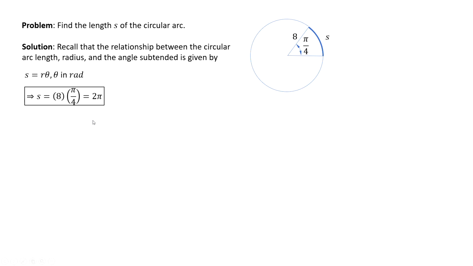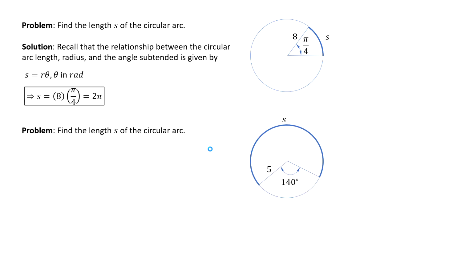But that's not a full circle. How come this part ended up being 2 pi? Isn't that the circumference of a circle? No. The circumference of a circle is 2 pi r. This is just 2 pi. All right. Find the length S of the circular arc.